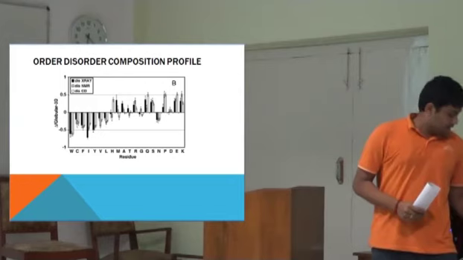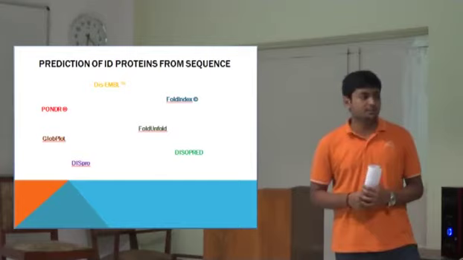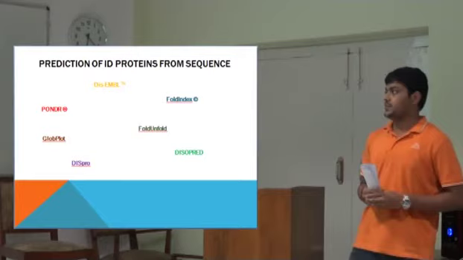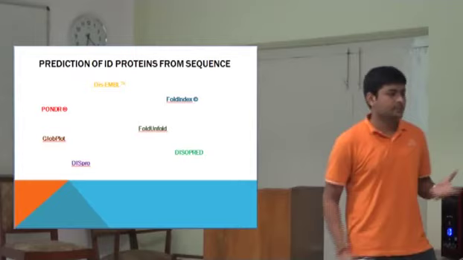So different classifiers were then constructed for prediction of intrinsically disordered proteins from their sequences. These are some of the software available to classify: PONDR, FoldIndex, FoldUnfold, and DisProt, which can give you a classification of whether a protein is ordered or disordered.